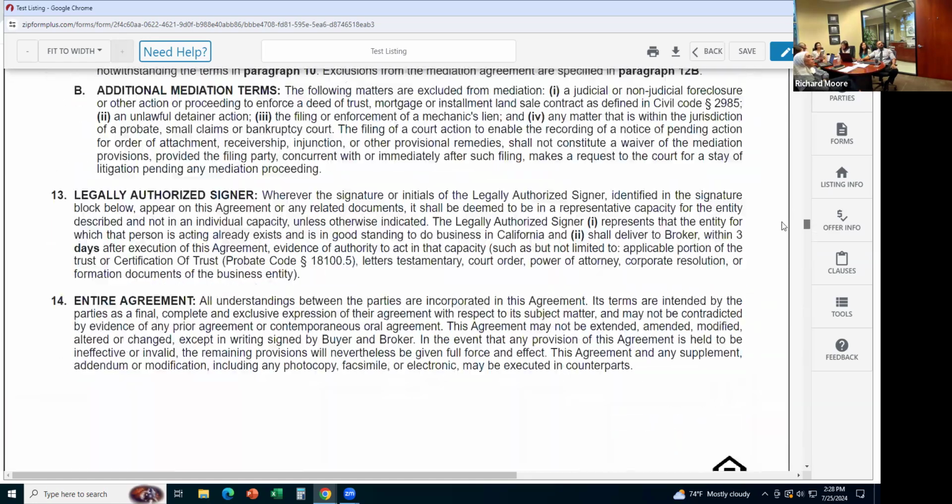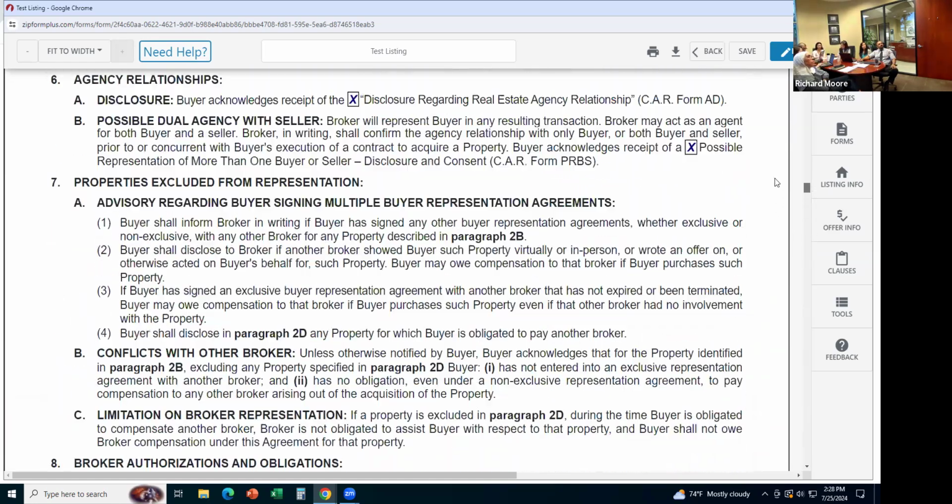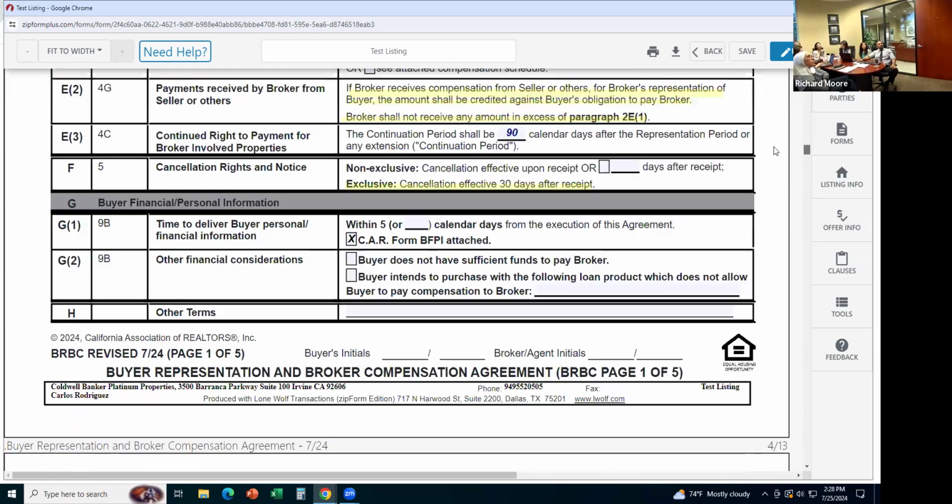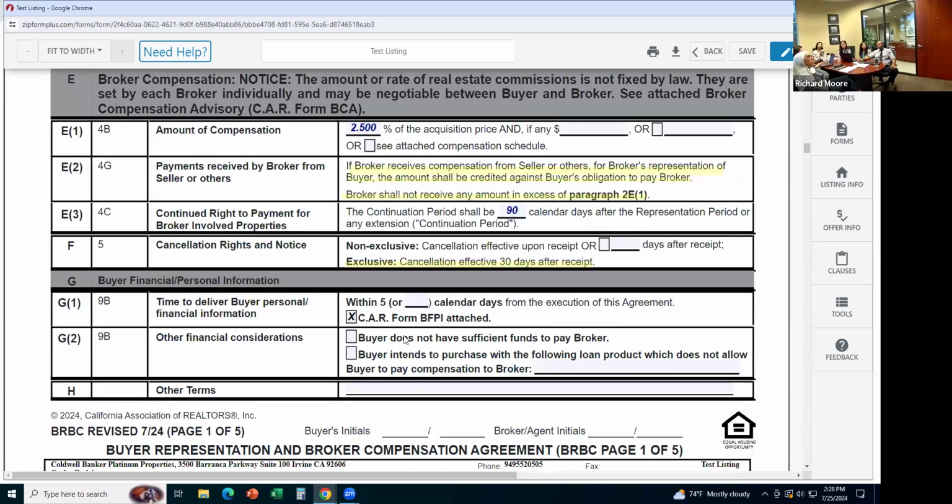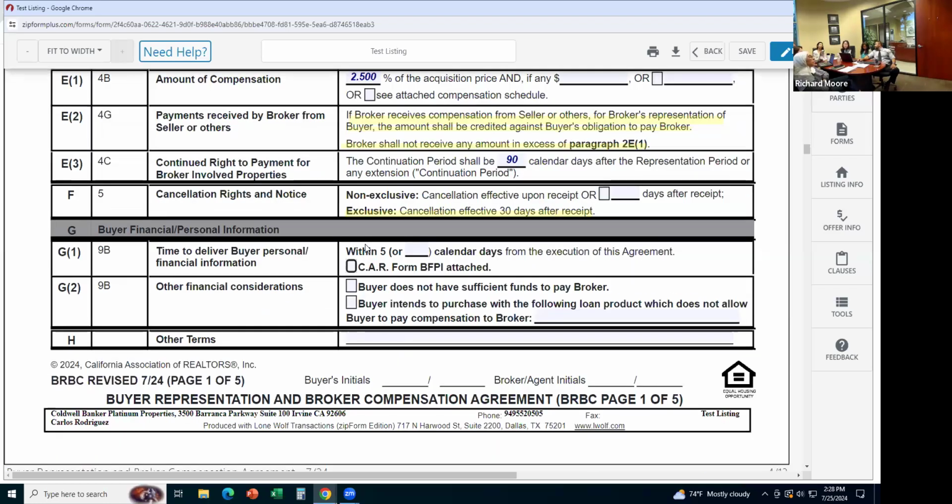So those are the two forms that I want to show you guys that were referenced here. But I'm not going to check that box. I don't want to check that box. I just want them to give me their proof of funds and their pre-approval within 5 days. Sorry.